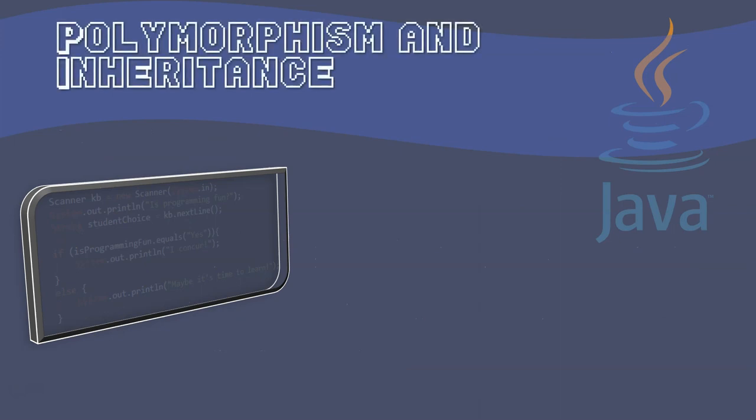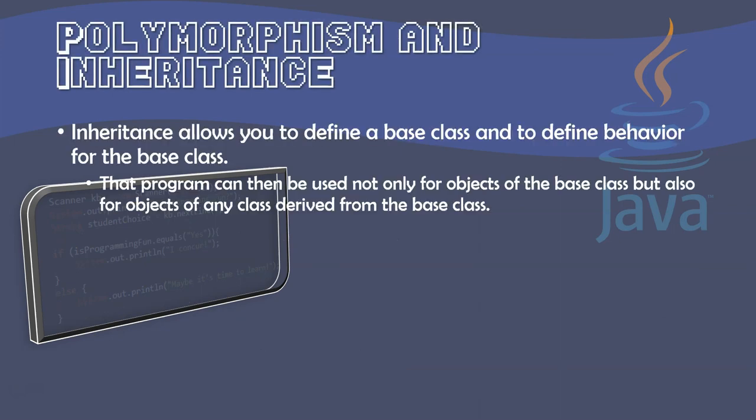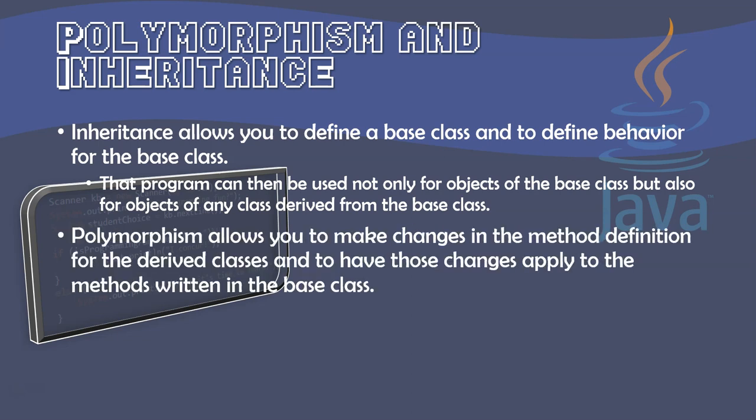Now, polymorphism and inheritance go hand in hand. Inheritance allows you to define a base class and to define a behavior for that base class. That program can then be used not only for objects of the base class, but also for objects of any class that's been derived from that base class. Polymorphism comes into play by allowing us to make changes in the method definition for those derived classes and have those changes applied to the methods written in the base class.